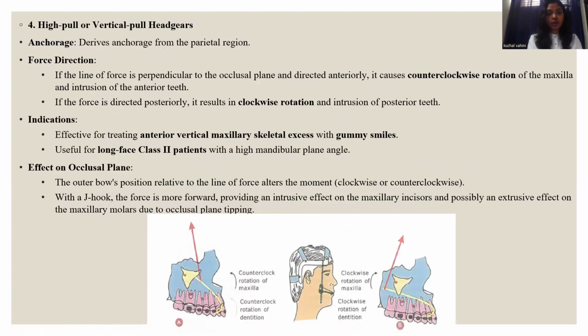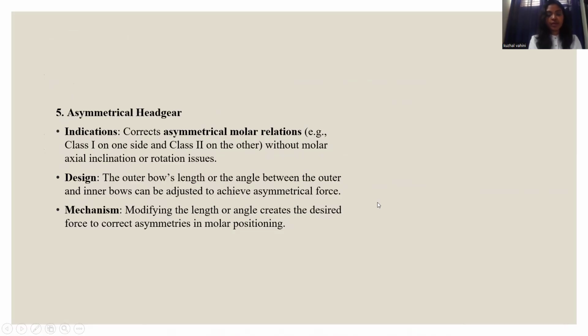Then we have the high pull or vertical pull headgears. So here the direction of force is perpendicular to the occlusal plane. So it causes counterclockwise rotation of the maxilla and intrusion of the anterior teeth. And clockwise rotation is seen when the force is directed posteriorly. Indications are anterior vertical maxillary skeletal axis and gummy smile, and it is useful for long face class 2 patients. So here you can see the high pull or vertical pull headgear. Asymmetric headgears, based on which side you need the class 2 correction, the asymmetric headgears are given.